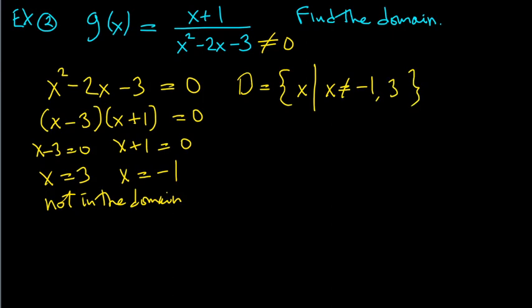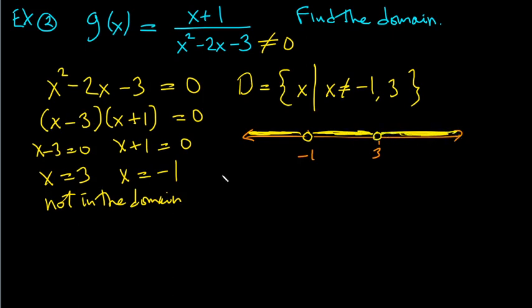And in interval notation, well, if you think about a number line, right, here's negative 1, here's 3. What we want are all other numbers, right? So we have to skip over negative 1 and positive 3. But everything else is in the domain. Right. So everything to the left of negative 1, between negative 1 and 3, and then bigger than 3.